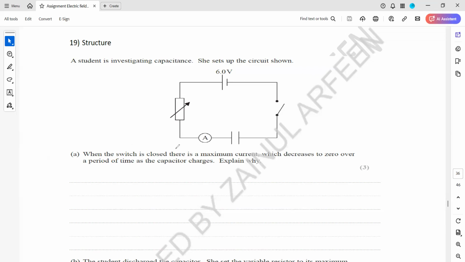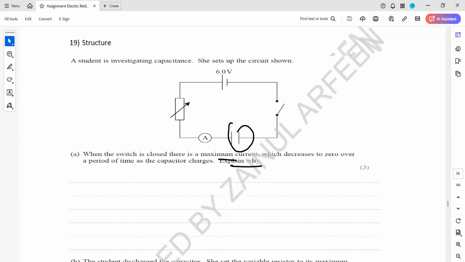When a switch is closed, there is a maximum current which decreases to 0 over a period of time as a capacitor charges. Explain why. So initially, why do we have a maximum current? The capacitor was not charged. So there was no charge on the capacitor.